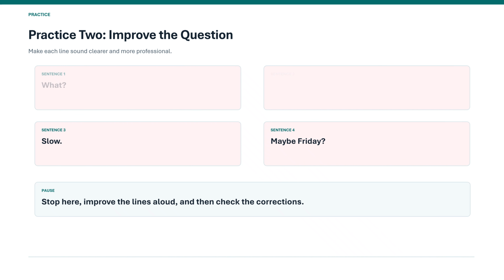This second practice checks control and accuracy. Rewrite each line so it sounds more natural, more professional, or more precise. Line 1. "What?" Line 2. "Say name again." Line 3. "Slow." Line 4. "Maybe Friday?"